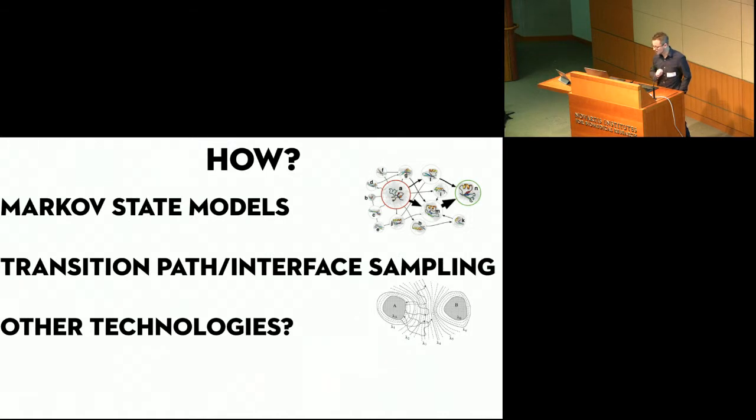The question is, how do we do this? There's a bunch of different technologies that might be brought to bear here. One of them is in the title here, Markov state models. I think a lot of you are familiar with these, but for those of you who aren't, we basically try to decompose the very complex conformational dynamics of a system into a bunch of discrete states that are kinetically related to each other. They mix rapidly kinetically, and then make infrequent transitions to other conformational states.